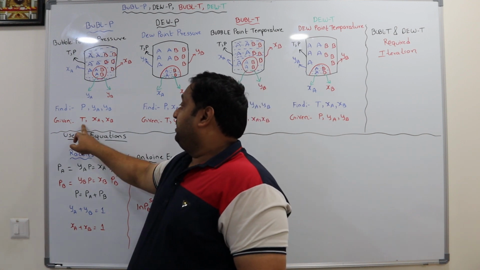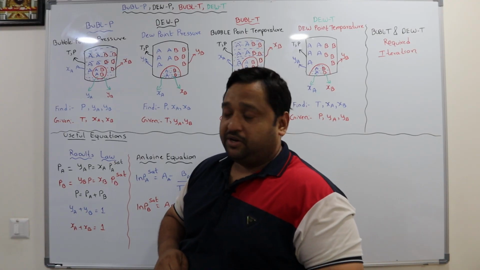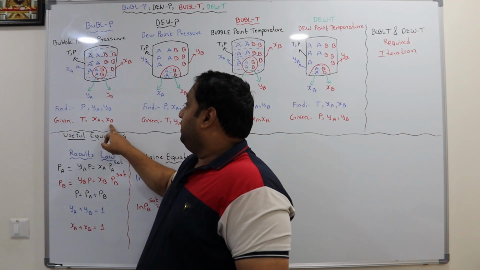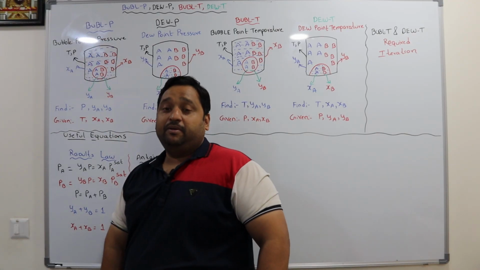This is at a given temperature, that means the temperature will be provided, because your objective is to find the pressure. So the temperature of this mixture is given, along with XA and XB. That means the fraction of A in the liquid will be given and the fraction of B in the liquid will be given.